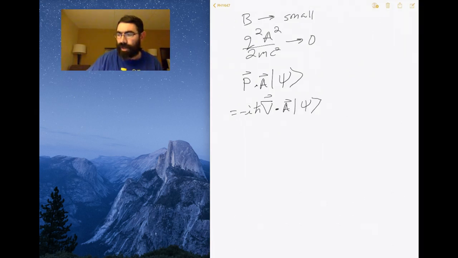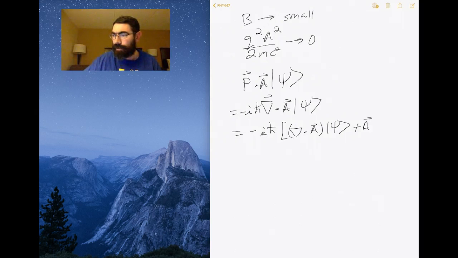operating on psi, which is now minus i h bar the derivative of A, that whole thing operating on psi, plus the A and basically the chain rule of the derivative operating on psi.